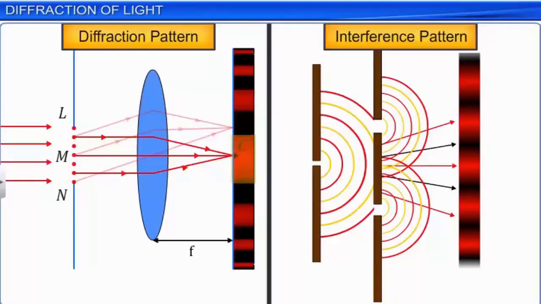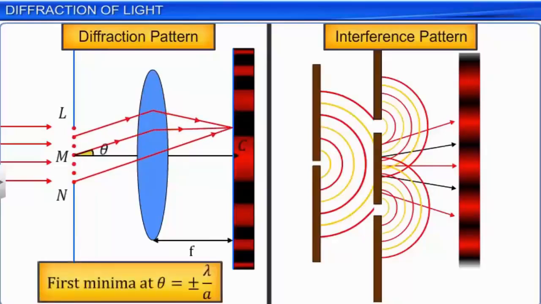side. In the case of diffraction, the first minima is formed at an angle theta equal to plus or minus lambda by a, whereas the condition of angular separation theta equal to plus or minus lambda by a corresponds to the central maxima for the two-slit interference pattern, with a equal to the separation between the slits.